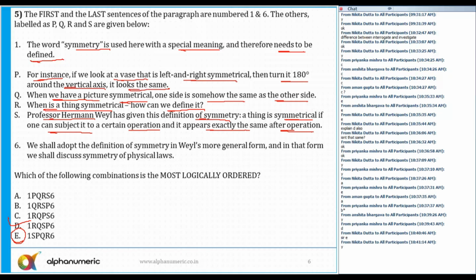But the question is, where are you going to place R? R cannot be the end, because R raises the first question, how can you define it? And then he gives you different definitions, the one that he believes in and the one that the professor believes in. So R cannot come at the end, because that's a question and you are answering the question by giving your theories, your definitions of symmetry, and also talking about other people's definitions of symmetry. Is it clear?